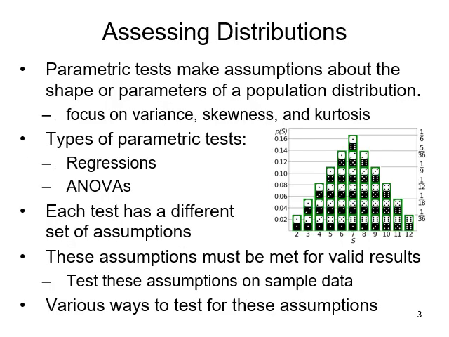Now, parametric tests make assumptions about the shape or parameters of a population distribution, and this is mainly focused, but not exclusively focused, on the DV. We typically focus on the variance, the skewness, and the kurtosis. Types of parametric tests include regressions, ANOVAs, etc. Each test does have different assumptions, and these assumptions must be met for valid results.